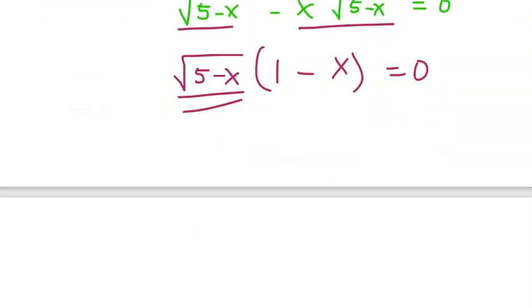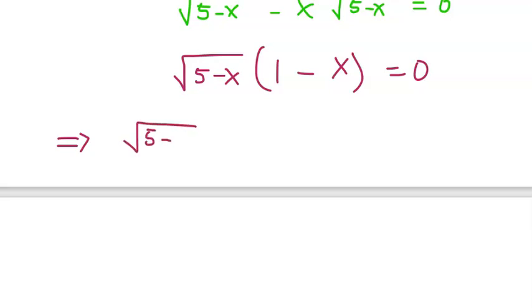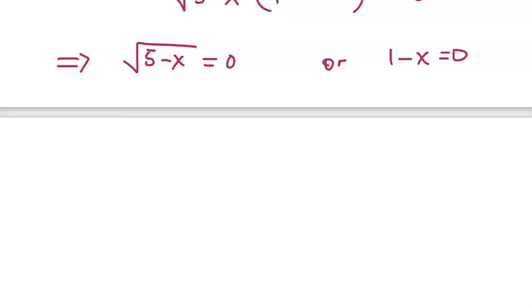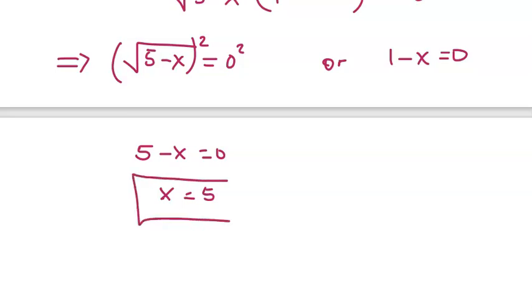Okay, so from here now, we have these two products. So let me erase this. So we have these two products, which is equal to 0. So this implies from here that either square root of 5 minus x is equal to 0 or 1 minus x is equal to 0, right? So from this left hand side, to solve that equation, we need to square both sides, right? So if you square both sides here, the left hand side will be 5 minus x is equal to 0, and from here we get that x is equal to 5. And this is a solution.